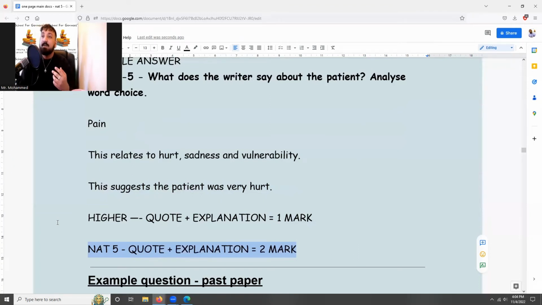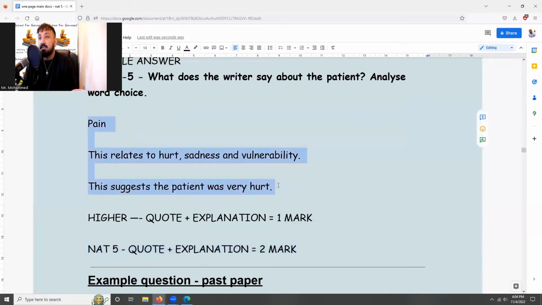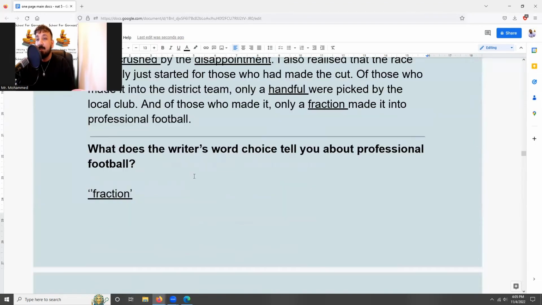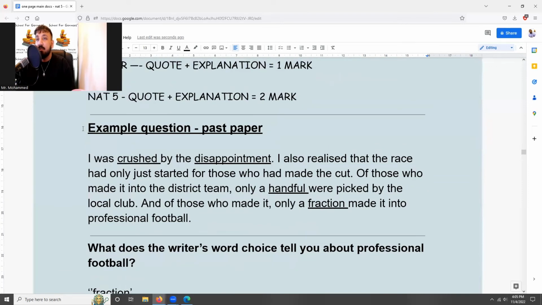Okay, now what I want you to keep in mind is the structure of your answer. It always looks like this. These 3 steps. You have one word, you have this relates to, and then you have this suggests. It always looks like this. So it's important that you learn this and you do it multiple times until you've got it. Okay, and I'll show you another example answer.